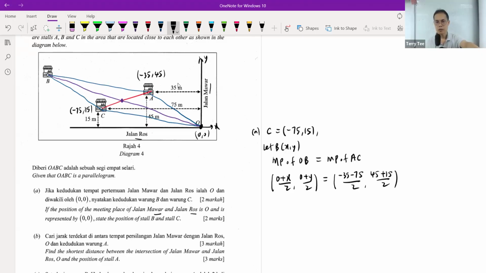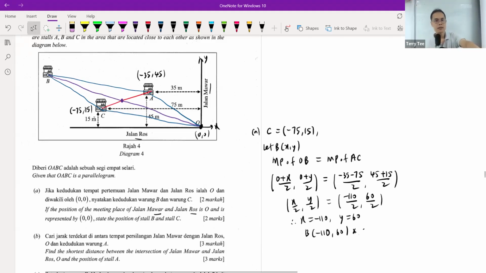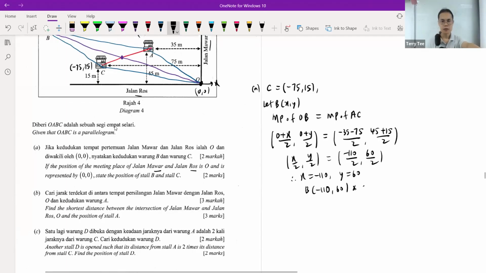So this will give us, we can actually cancel your 2 and 2, but never mind, just calculate this one first. Negative 110 divided by 2, and 60 over 2. Just compare. Yeah, this is X over 2, Y over 2. Therefore, your X is negative 110. Your Y is 60. B is negative 110 and 60. Okay, fairly simple.